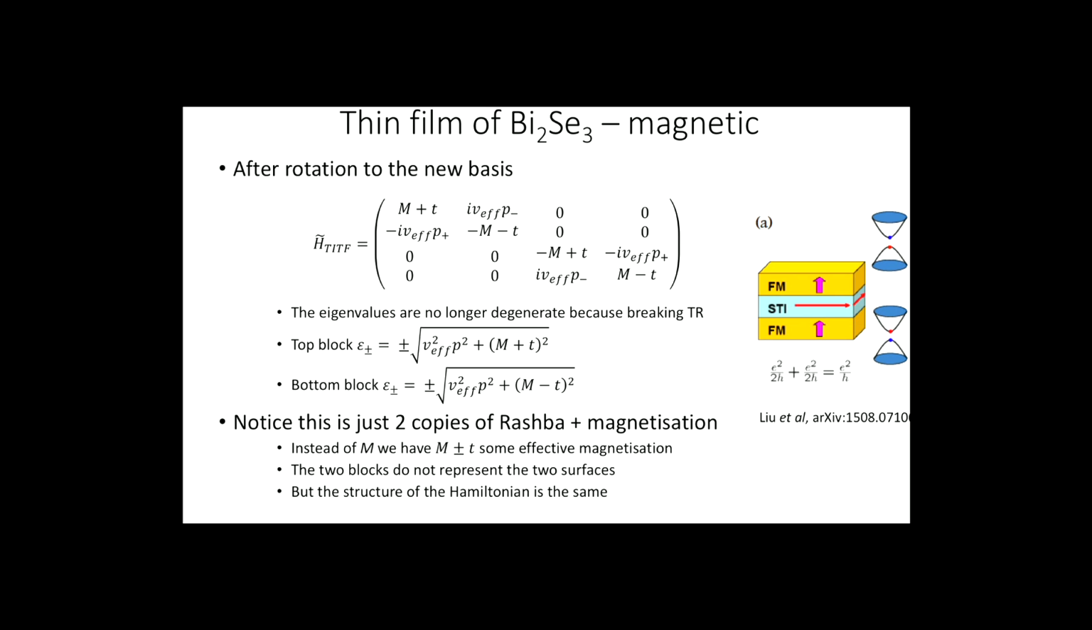So if we had no tunneling between the surfaces, we would have Rashba, and then a magnetization on the top, the same magnetization on the bottom. If we have tunneling, we end up with Rashba, a certain magnetization on the top, a different magnetization on the bottom. The structure, however, is the same. Do we care that the effective magnetizations are different?